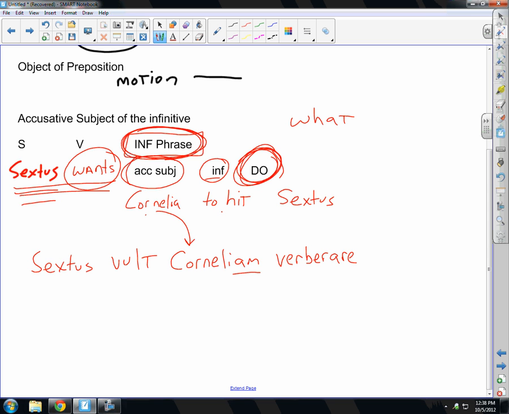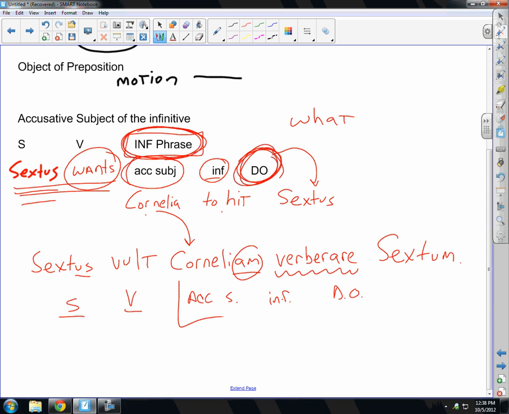Direct objects we know are in the accusative case. So we will use an accusative ending for Sextus. So we have Sextus Corneliam verare Sextum. So I know in English that nominative becomes a subject. This verb stays a verb. This accusative, because of the presence of this infinitive, becomes my accusative subject. Infinitive follows. And then the direct object of that infinitive phrase right here is Sextum.